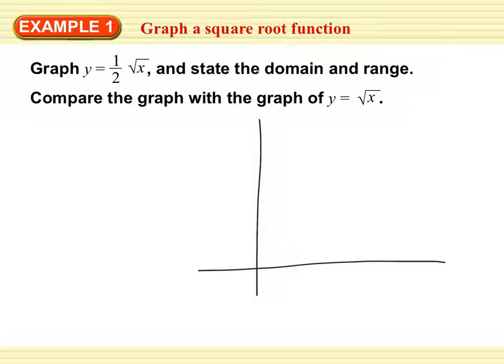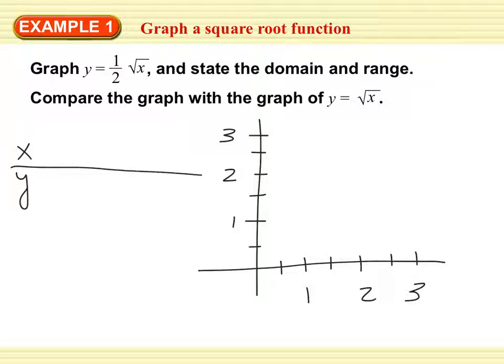Let's see. 1, 2, 3. I'm going to do a little t-table. If I plug in 0, I get 0. If I plug in 1 for x, I get 0.5. I plug in 2, 0.71. 3, 0.87.